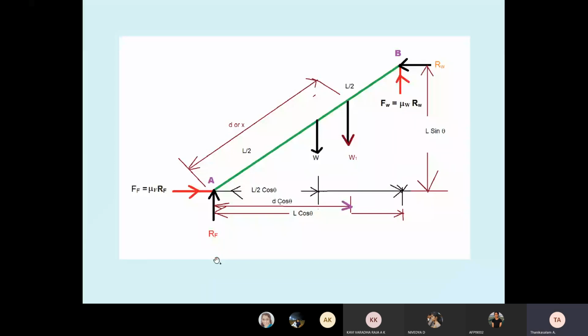Then this is the reaction RF, vertical upward, and the friction is on the right side. Similarly, RW, reaction at the wall, left side. Friction at the wall, upward. So you should think about all this when dealing with a ladder. Okay.